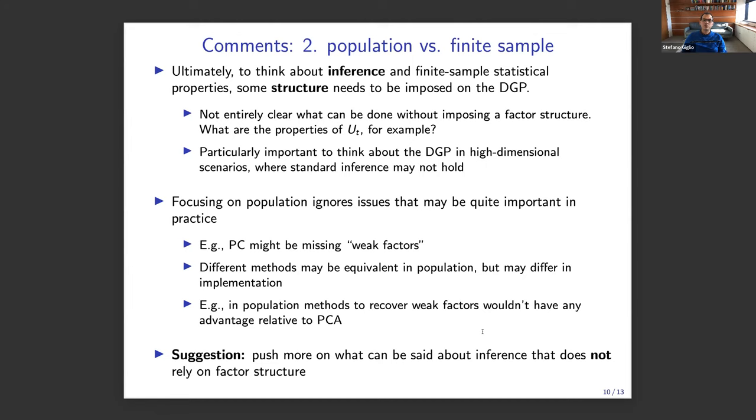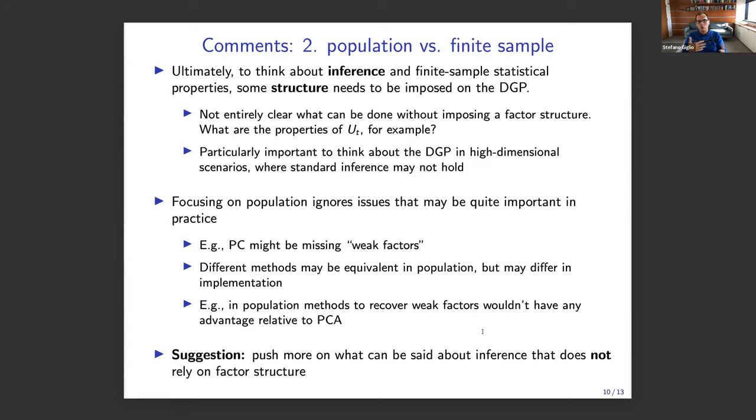But another side of this is that, in a sense, if you only focus on population, you're naturally going to ignore a lot of interesting issues that are important in practice. For example, think about all this debate about weak factors, right? Weak factors don't really make sense in population, okay? Either the factor is there or it is not there. Weak factor is about the ability of recovering it in the data. And so in a sense, all this literature on weak factors has no bite. There's no difference really in population between all these methods.